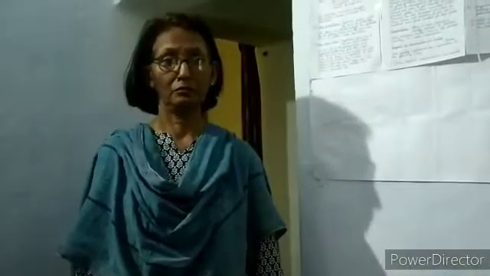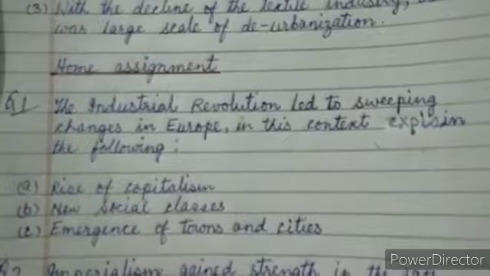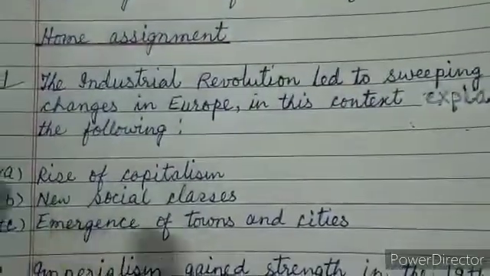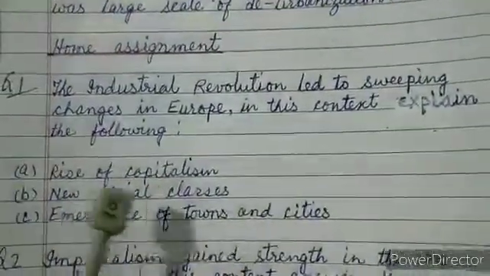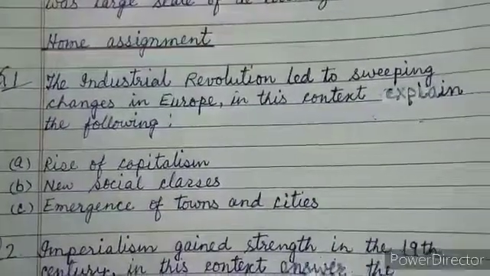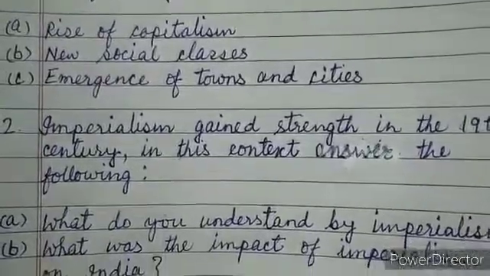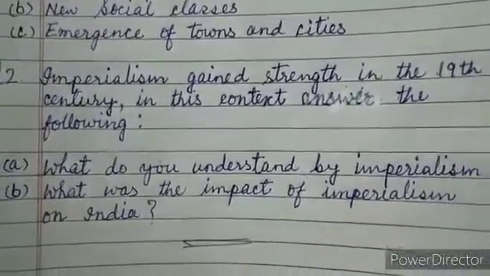Now, children, this is over, and please write down your home assignments. Your question number 1 is, the Industrial Revolution led to sweeping changes in Europe. In this context, explain the following. First is the rise of capitalism. Second is new social classes. Third is the emergence of towns and cities.